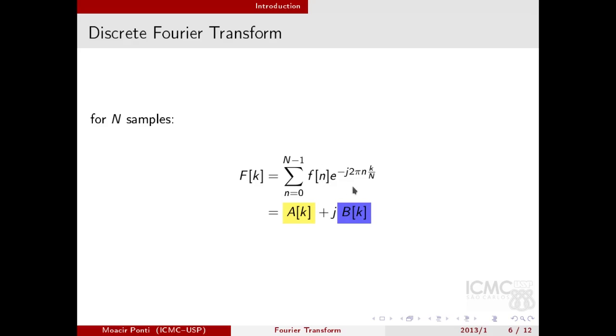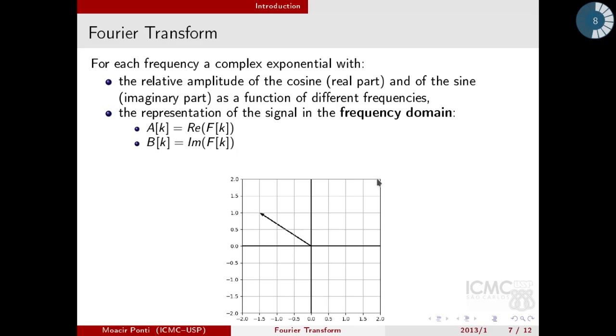As in the case of the continuous function, what I'm actually doing is computing two parts: a real part, which is associated with the cosine function, and an imaginary part, which is associated with the sine function. Note also that because I'm now in the discrete and finite case, the omega in the complex exponential becomes k over n.